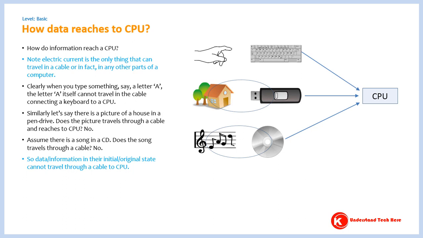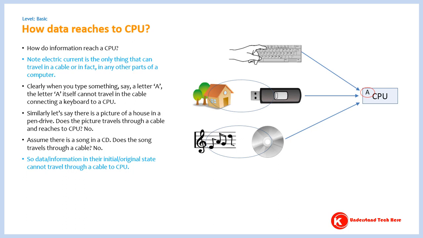So we just said everything has to reach the CPU, but how does all this information get to the CPU? Remember, electric current is the only thing that can travel in a cable or, in fact, any other parts of the computer. Clearly, when you type something, say, a letter A, the letter A itself cannot travel in a cable connecting a keyboard and a CPU. So this does not happen.